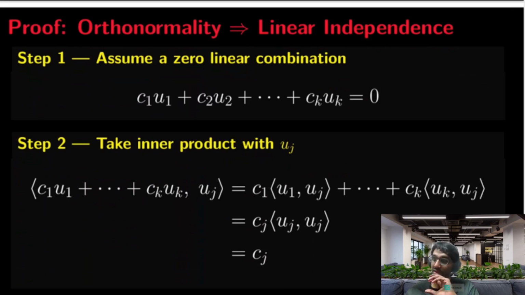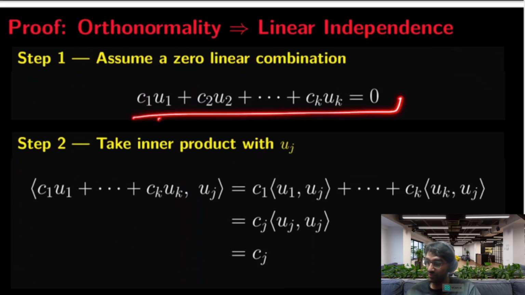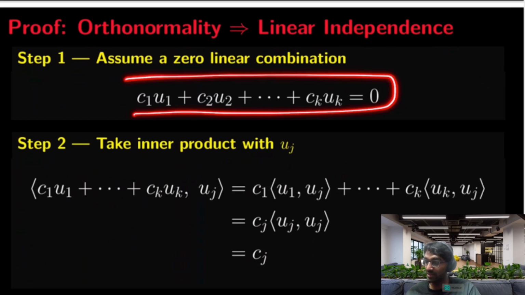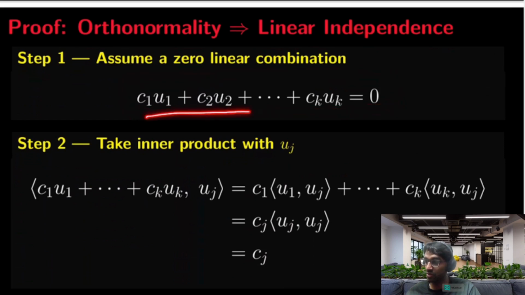We know that for linear independence, we have to get the coefficients as 0 whenever the linear combination is 0. So let us assume a zero linear combination. This is the linear combination C1 U1 plus C2 U2 plus dot dot dot CK UK.